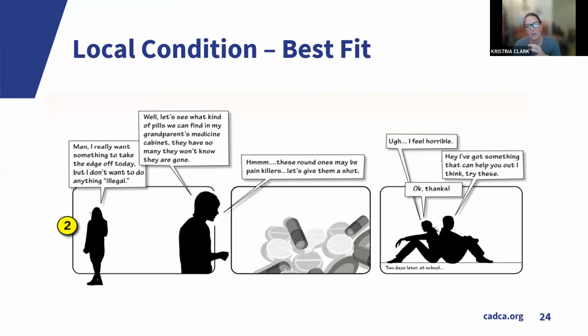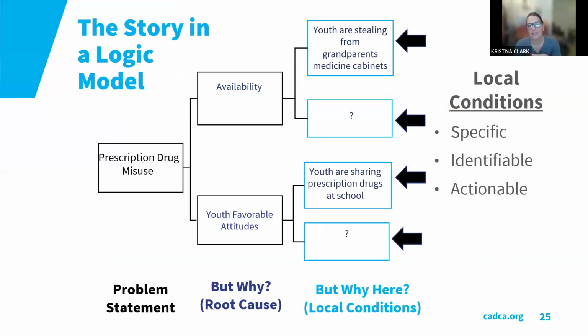Again, this is talking about the same comic strip where they're using school. What is the best fit? What we're saying here is that we really think it is youth sharing prescription drugs at school, because it allows us to take on availability as that first piece, from the medicine cabinets. And then the second piece being youth favorable attitudes. We're going to work on youth sharing prescription drugs at school. This was the most strategic move with the data they had, and the information they could have the biggest impact with.